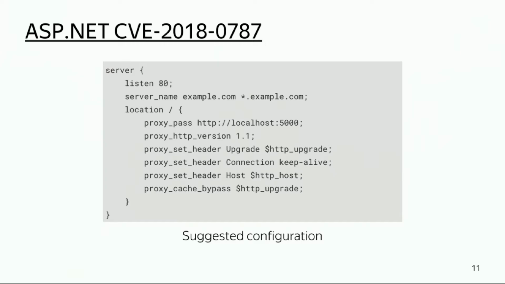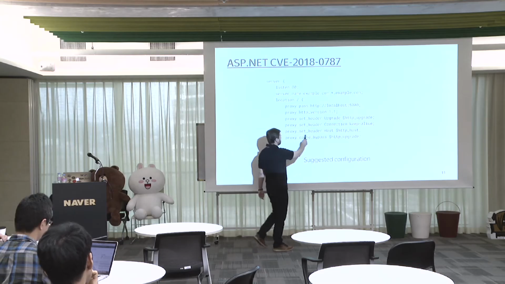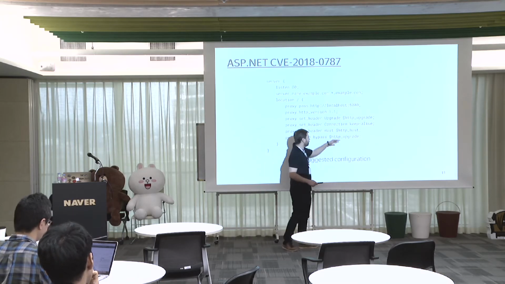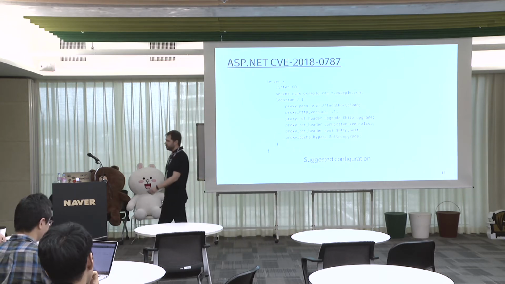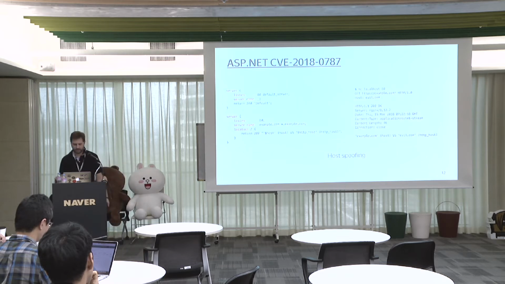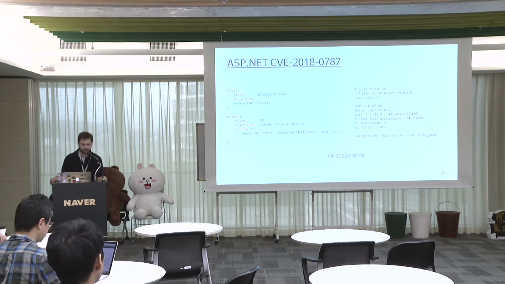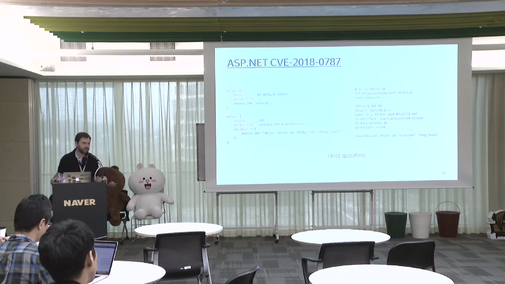Just to be clear, I'm talking about this string. They used the $http_host variable instead of just the $host variable, and it can lead to an easy bypass. Here you can see an example configuration that shows the difference between $http_host and $host. So the mitigation and sample configuration from Microsoft can easily be bypassed by the request you can see on your left.